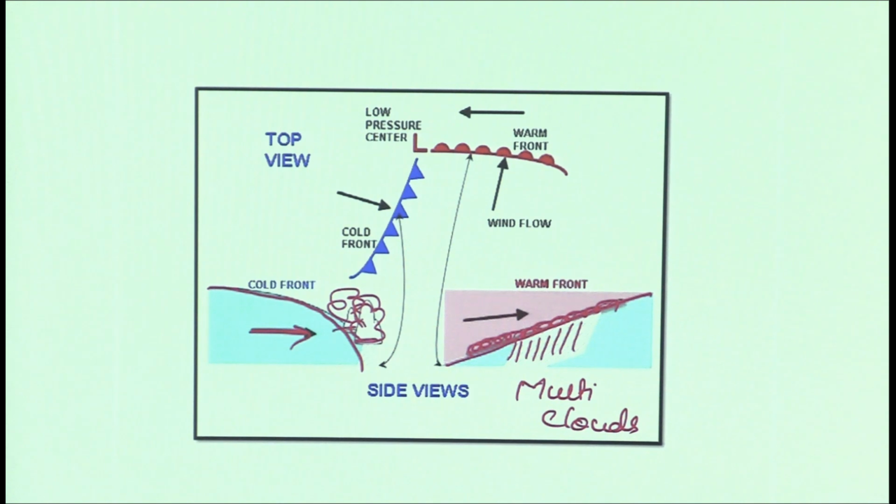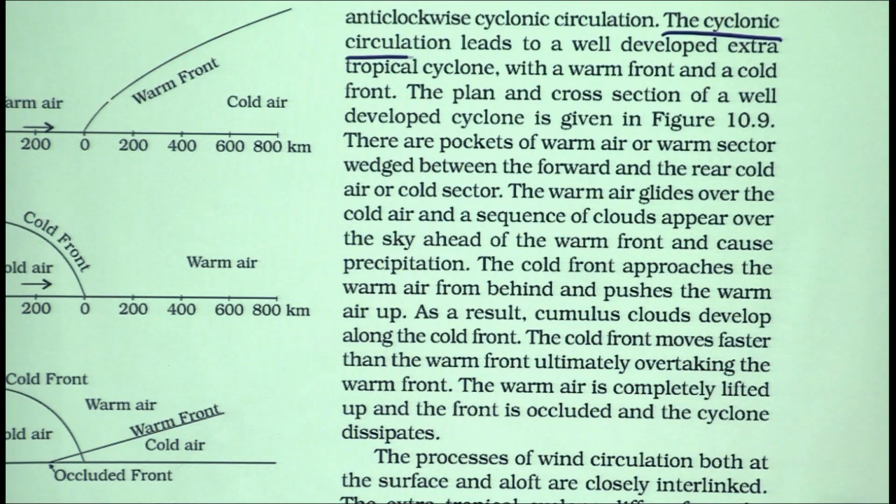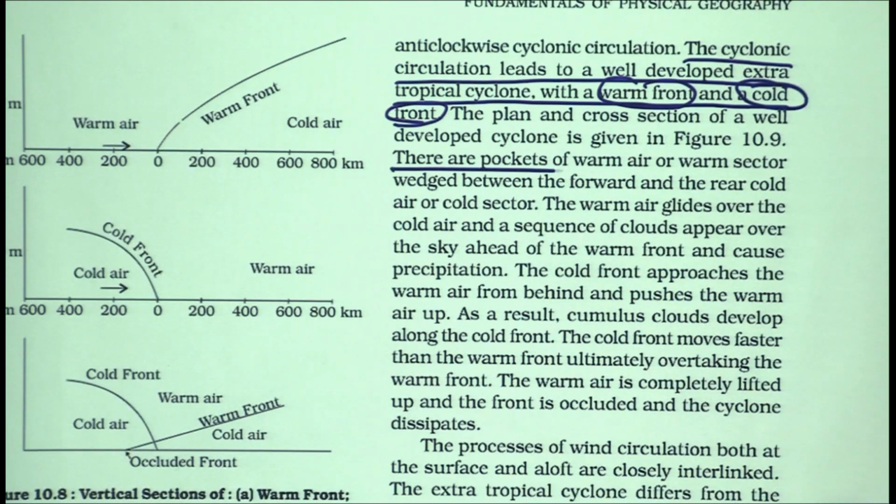See the warm front, and don't miss the low pressure at the center. So we are taking the side views. Cold front looks like this and warm front looks like this. The cyclonic circulation leads to a well developed extratropical cyclone with warm and cold front. There are pockets of warm air, or warm sector, wedged between the forward and rear cold air, or cold sector.